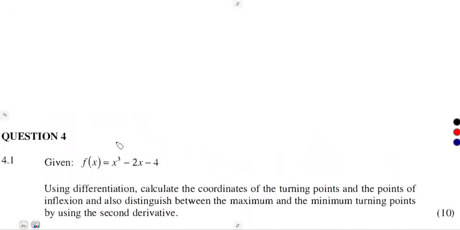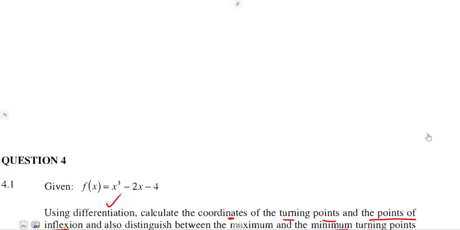4.1 to use our derivatives in attempting this question. It is an application of our derivatives. All right, so they are saying use differentiation to calculate the coordinates of the turning points, the points of inflection, and also distinguish between the maximum and the minimum turning points by using the second derivative.